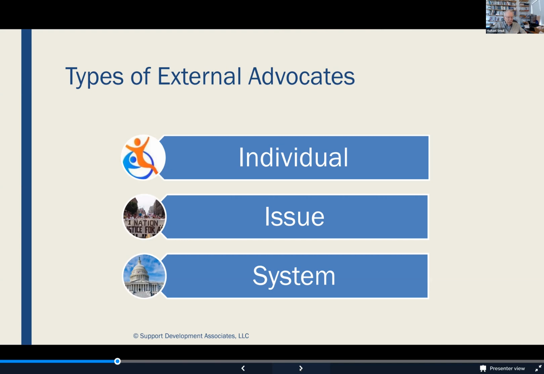Individual advocates are people who are working with a person or a small group of people. Quite often they're family members. Quite often they're peer advocates. Quite often they're self-advocates. And their best efforts are focused on helping a person. And they are fierce advocates for those individuals and helping them move to a desired life in the community.